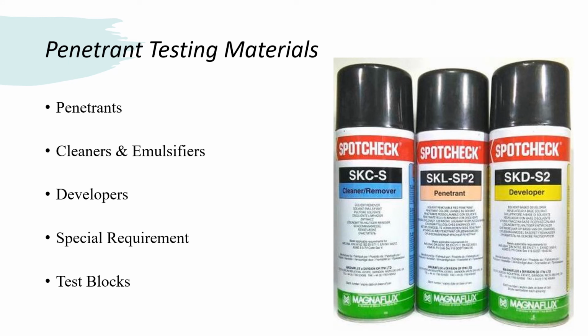For the testing we use these five materials. One is penetrant, second is cleaner and emulsifier, third is developer, fourth is special requirement, and the last one is test blocks. In this picture, basically there are the things: this is the cleaner or remover, this is the penetrant, and this is the developer. These are used for this method. So let's start with the penetrants.